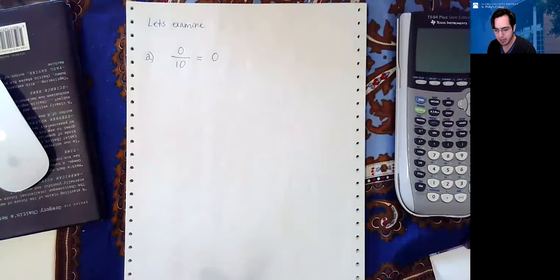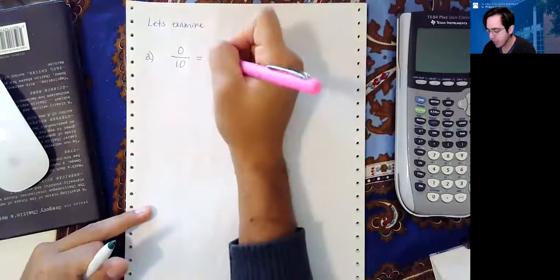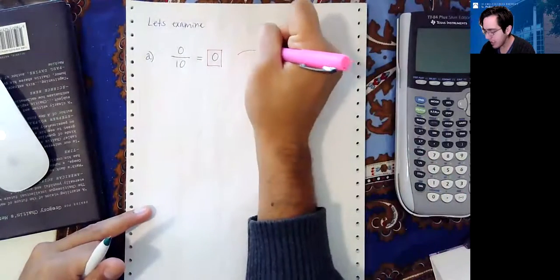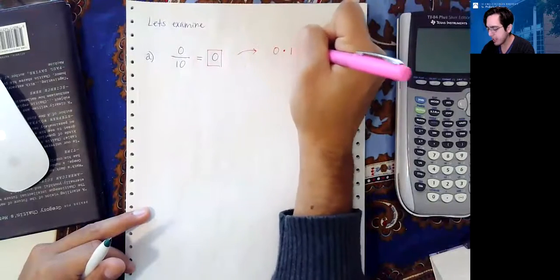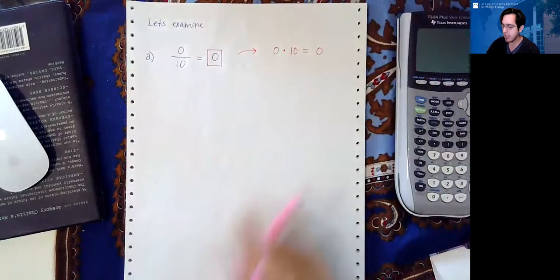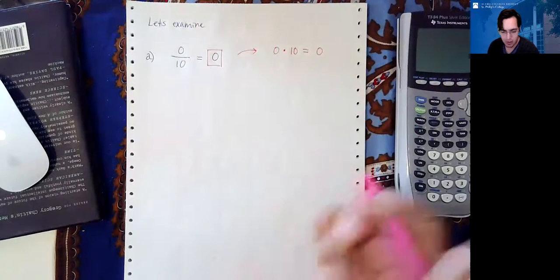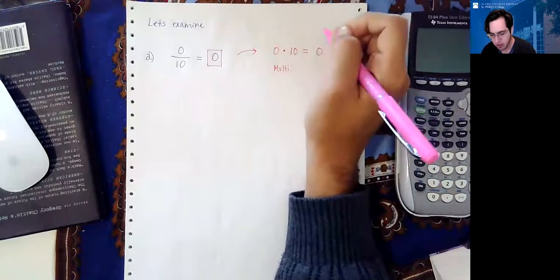Remember that if we have this as a division problem, and if this is the correct answer, then that implies that 0 times 10 is equal to 0. Is this correct? Yes. We learned the multiplication rule by 0, right? Multiplying by 0 results in 0.